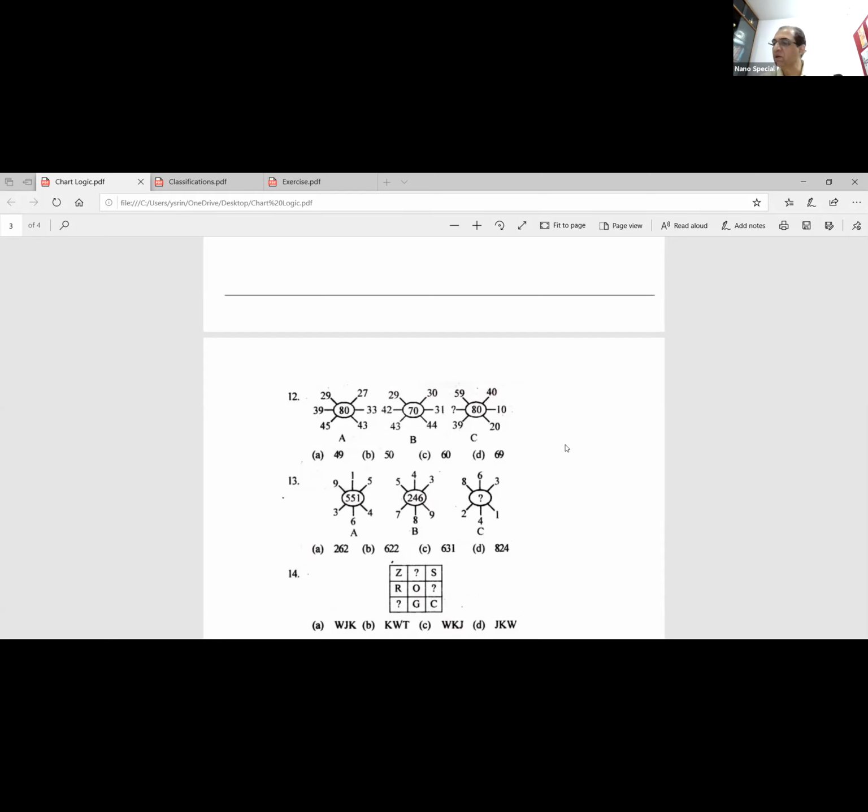We were looking at chart logic. All right, so chart logic is what we were looking at. So could we continue with 14th, please? Can we continue with 14th? Can you try the 14th one? Chart logic.